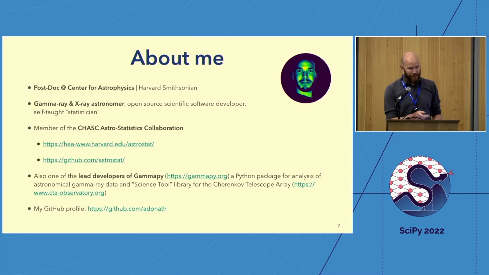The group has a webpage that I've linked here, and it also has a dedicated GitHub organization that you can find below. I'm also one of the lead developers of a package called GammaPy. I'm not going to talk about this today, but it's a Python package for analysis of astronomical gamma ray data and science tools library for the Cherenkov telescope array. I also link my GitHub profile, so if you want to follow me or contact me, you can do this via GitHub.